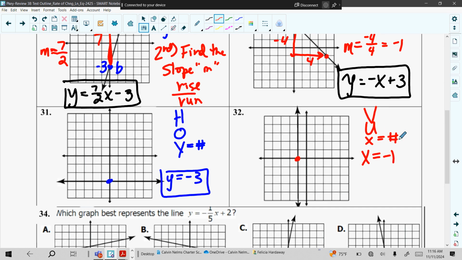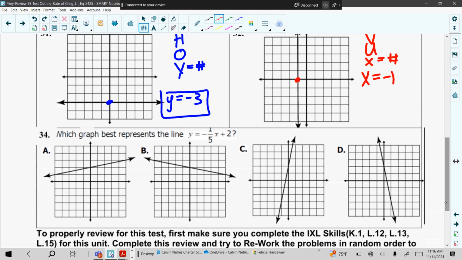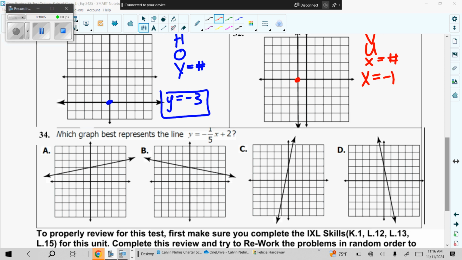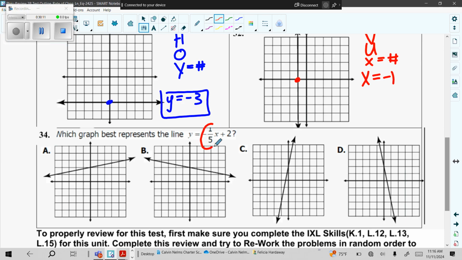Negative 1/5 x plus 2. All right, so let's see if you can get the multiple choice type question. Based on the slope alone, because it's a negative 1/5, what should we eliminate? A and C. You're right. Because those are both positive. B and D both have a y-intercept of 2, so we're trying to find the slope of negative 1/5. The answer is B.